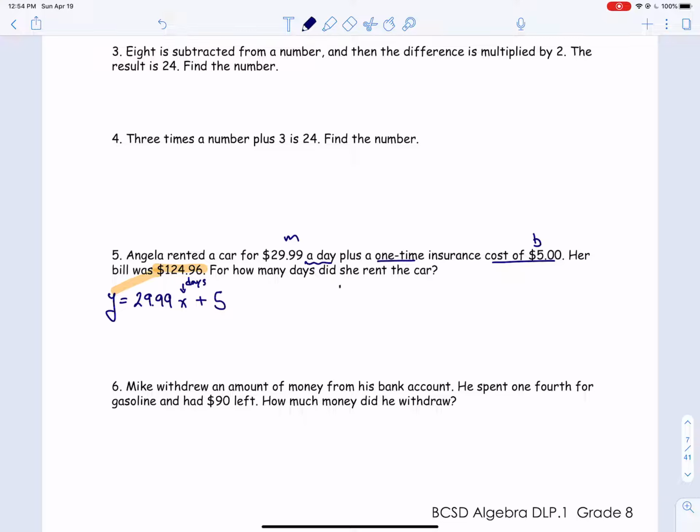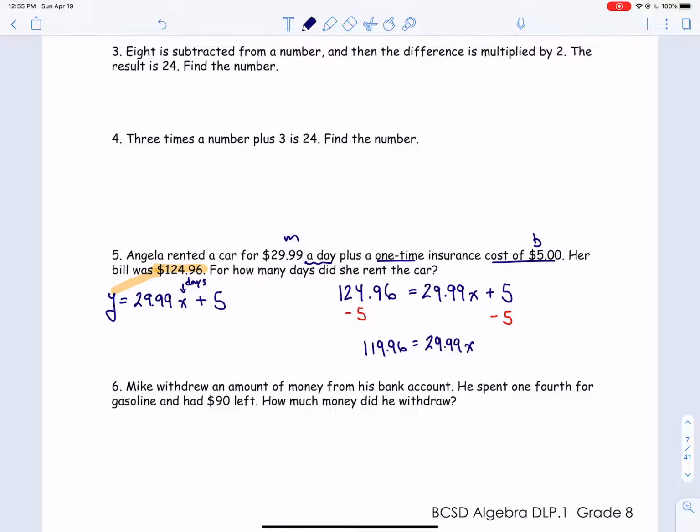Okay, so 124.96 equals 29.99 x plus 5. Okay, so it's very similar to any equation that we've solved. We're going to subtract 5 on both sides. And you notice I'm not just writing it under here, right? It's a subtraction problem, so make sure you're lining it up in its correct place. Okay, and then when we do that, we get on the right 29.99x. On the left, we get 119.96.